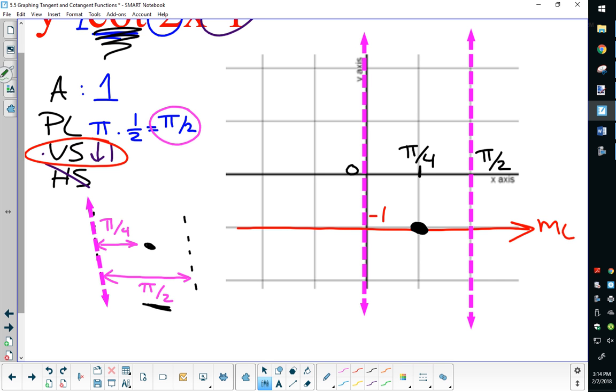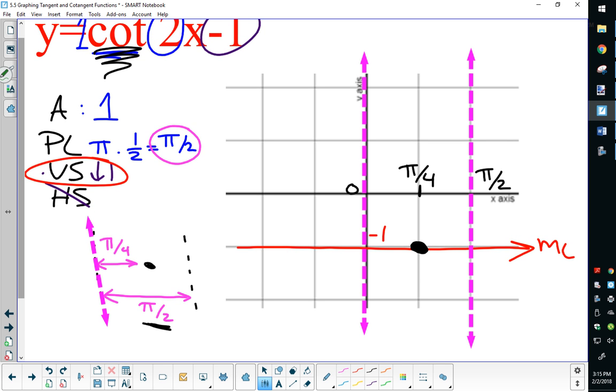Good, we did that, we labeled it. Now we're graphing it. If we're graphing cotangent, that's what we're graphing here. Where do I start to make my cotangent graph? Do I start at the top and go down, or bottom and go up? Top. Cotangent starts up here, so I'm going up here, through that point, to the bottom.